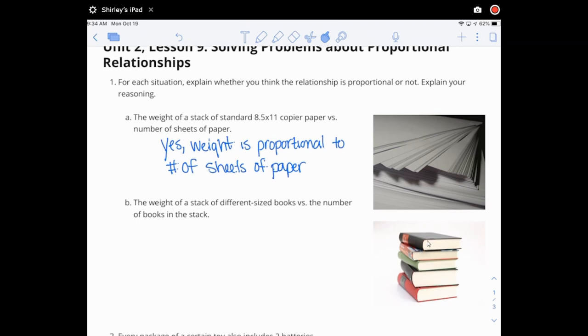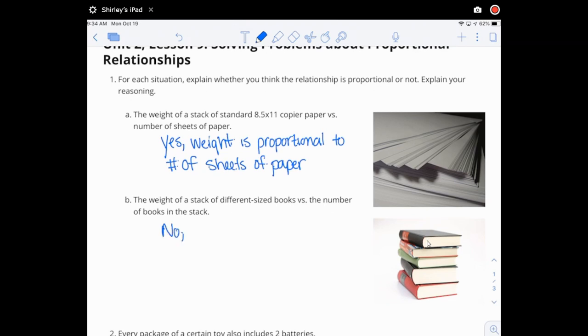So no, the books don't weigh the same amount.